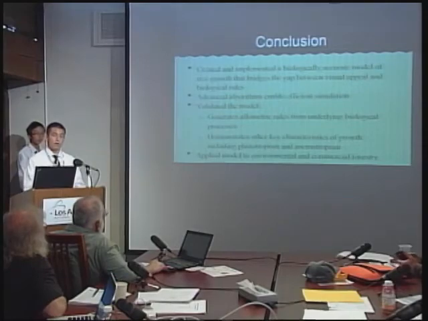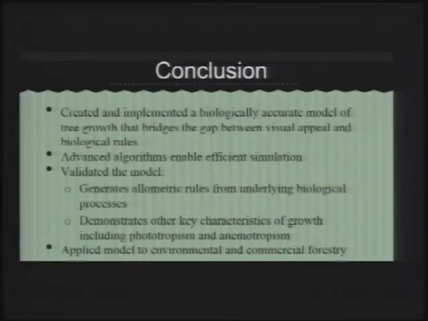In conclusion, we feel that we created and implemented a biologically accurate model, and as I said, it kind of bridges that gap. We also made use of a few advanced algorithms that enabled efficient simulation. Our model would have basically been impossible to do without these algorithms such as the voxel grid and the recursion. We also validated the model by showing, one, that it generates these empirical allometric rules that all trees follow, and it does so from underlying biological processes rather than programming them in. We also demonstrated that it demonstrates other key characteristics of growth, such as phototropism and anemotropism. And then lastly, we were able to apply our model and demonstrate the application of our model in tree plantations.